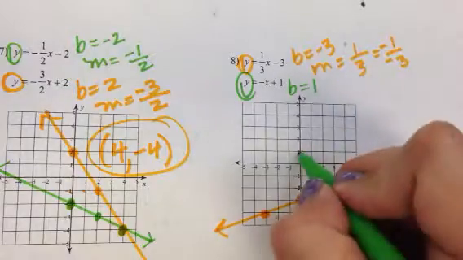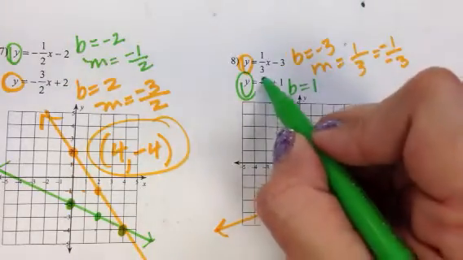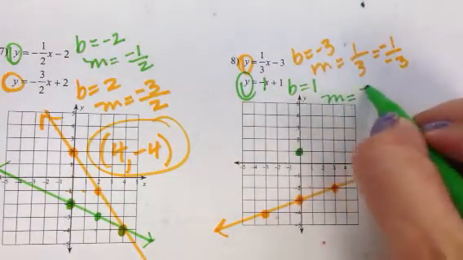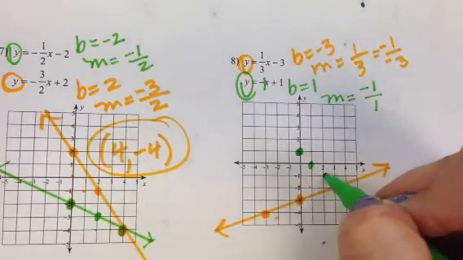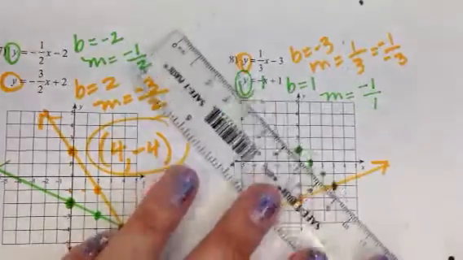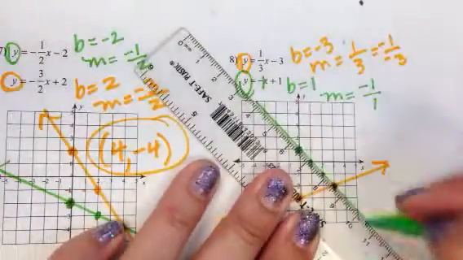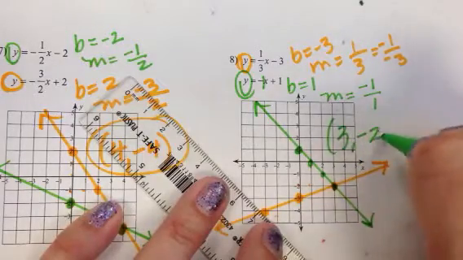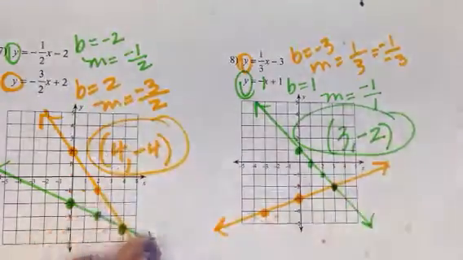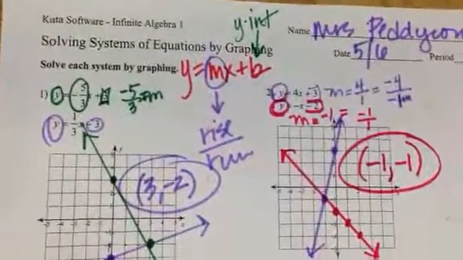Sorry. B value is 1. My slope is -1. -1 over +1 for rise run. Down 1, right 1, down 1, right 1, down 1, right 1. There's my point of intersection. So now you have a solution of 3, -2, an entire review assignment of 8 problems on solving systems by graphing. Good luck.